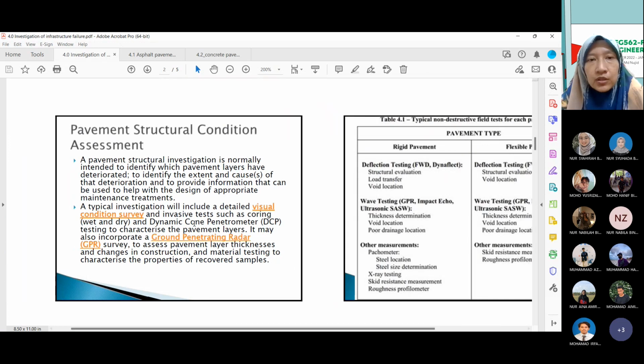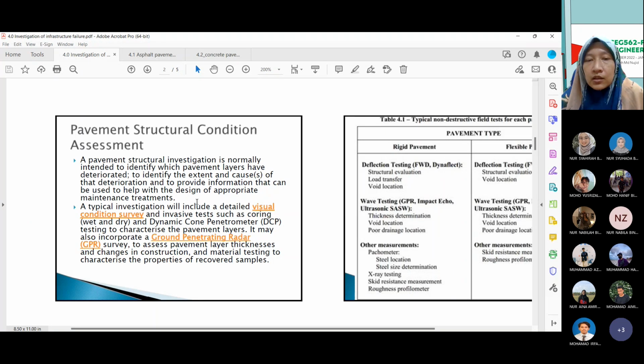Okay, next one on the pavement structural condition assessment. The assessment can be carried out by a few techniques. For example, by having a visual condition survey, or we can also have testing on site using non-destructive or destructive tests. Okay, the investigation is normally intended to identify which pavement layers have deteriorated, to identify the extent and causes of the deterioration, and to provide information that can be used to help with the design of appropriate maintenance treatments.